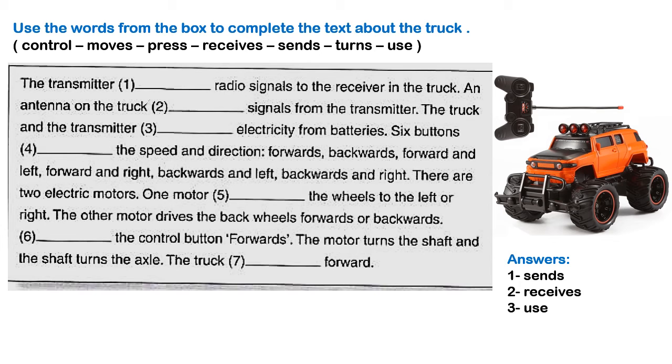Okay. 6 buttons, the speed and direction. Forward, backward, forward and left, forward and right, backwards and left, backwards and right. So 6 buttons, what the speed and direction? What do you think? 6 buttons control the speed and direction.